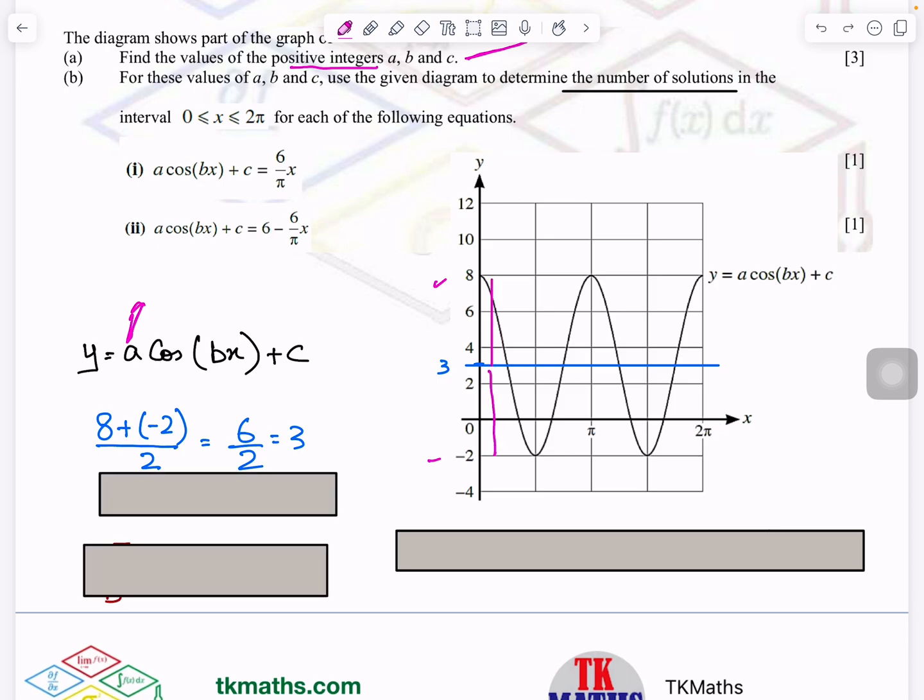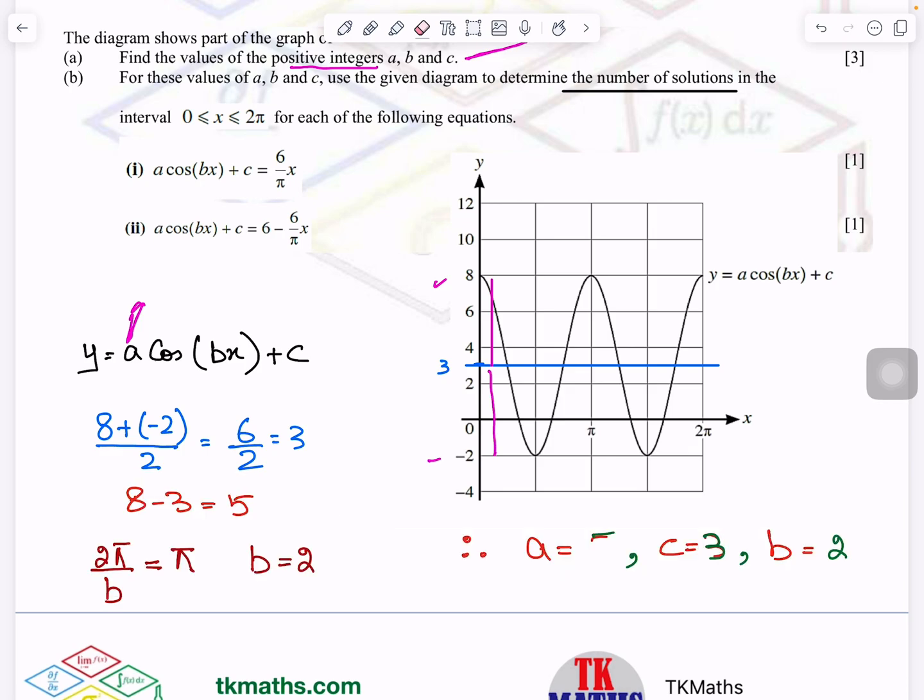Okay, now just a minute, let me clean this place. Okay, so now you will write down neatly the values of A, B and C here. Sorry, this A is 5. Okay, this is 5 because this is the distance between axis of the curve and the maximum value.